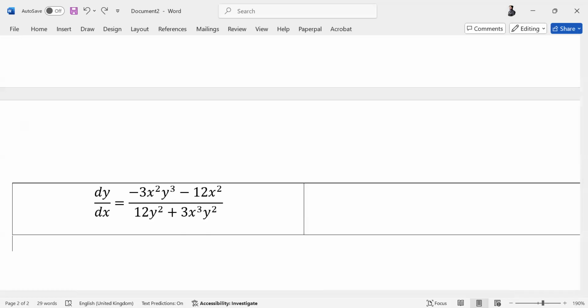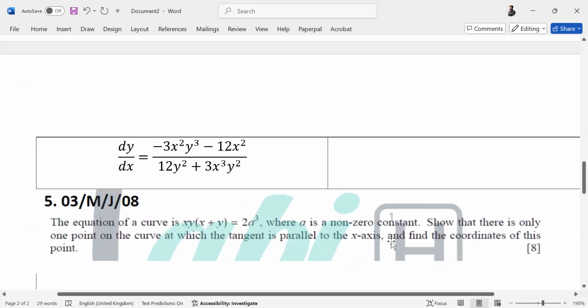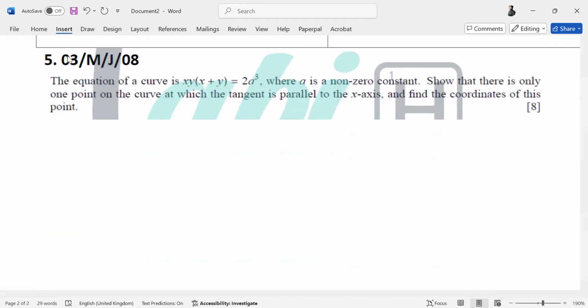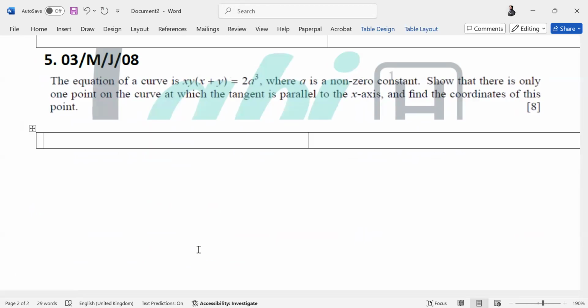Now let's do a past paper question, one of the past paper questions, so that we can understand how we use implicit differentiation and what the question wants us to do. Okay, for that, first read the question. What does the question say? So that we know what we need to do. Let me know when you're done reading the question.